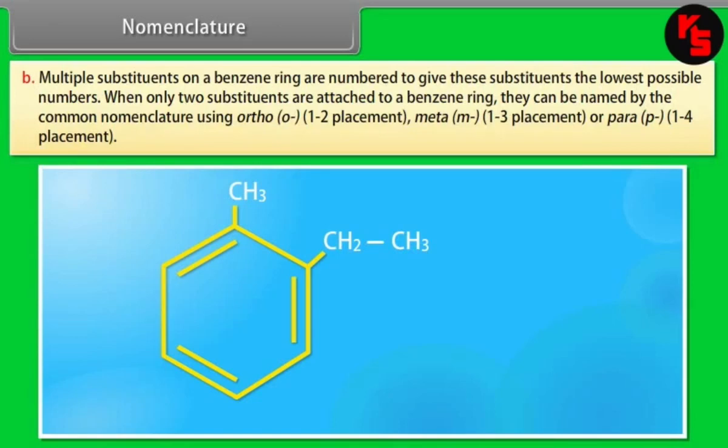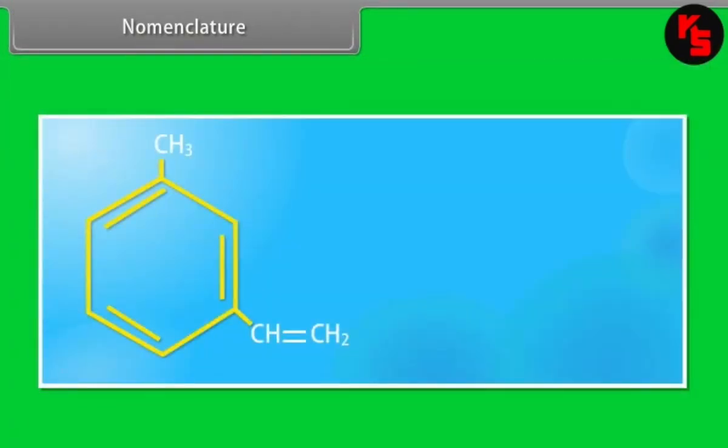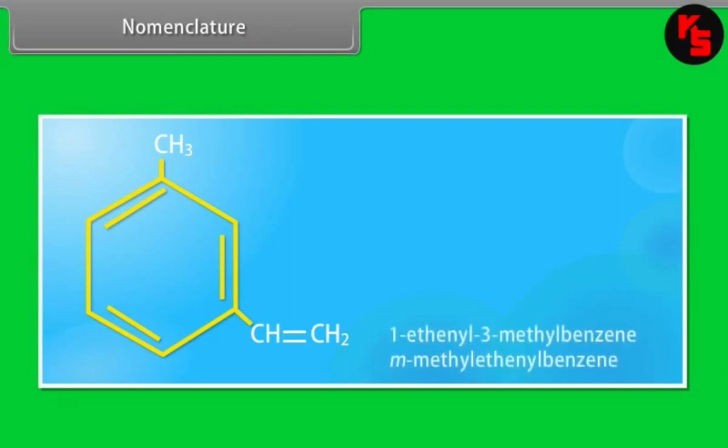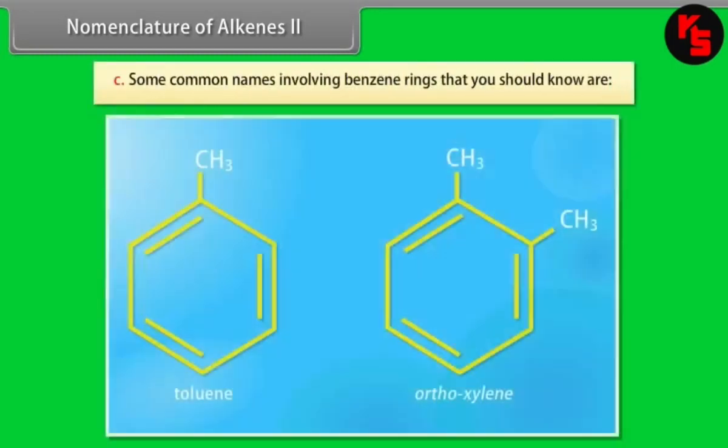Given compound is 1-ethyl-2-methylbenzene, o-methylethylbenzene. Can you name the given compound? It is 1-ethenyl-3-methylbenzene, m-methylethynylbenzene. Nomenclature of alkenes 2. C.